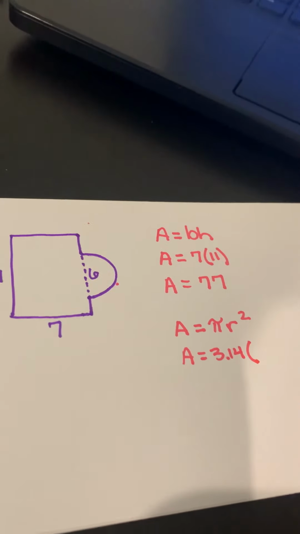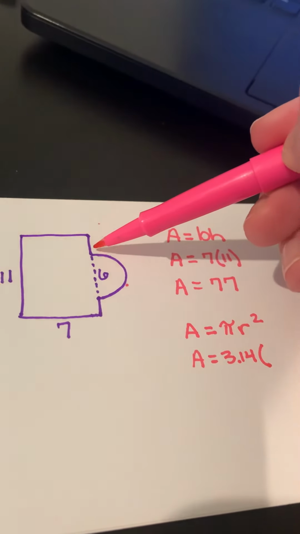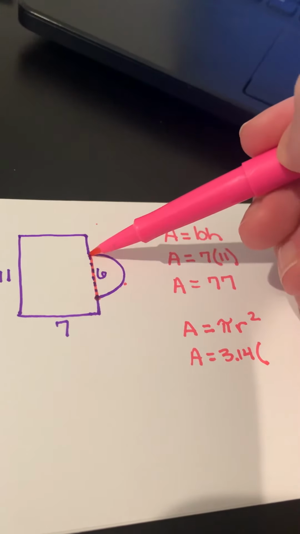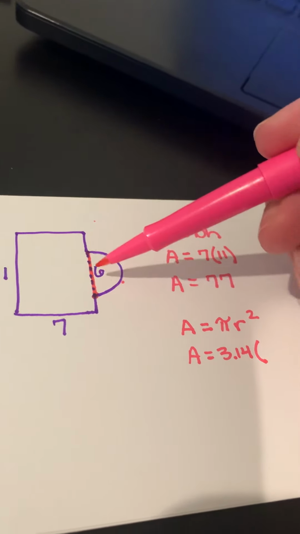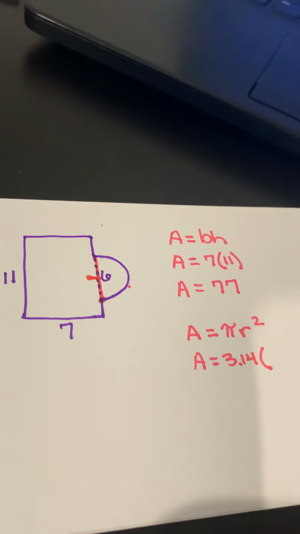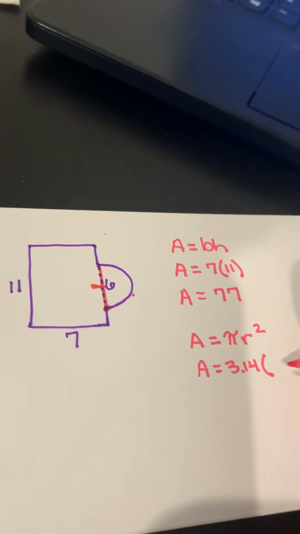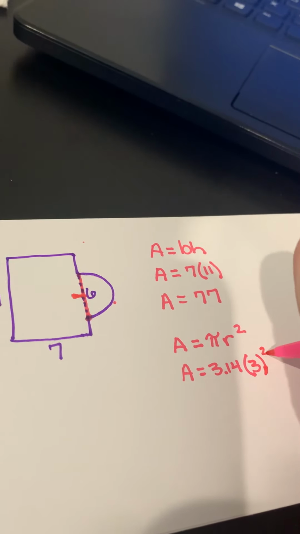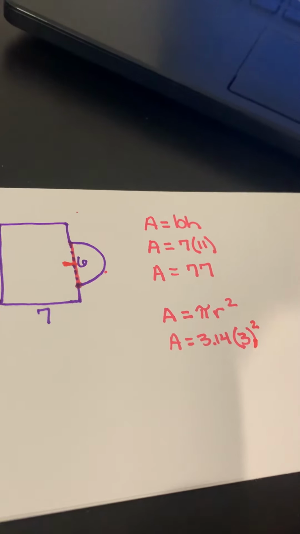Now I need the radius. On this picture, they give me all the way across the circle. All the way across is the diameter. Radius is going to be halfway across. So half of 6 would be 3. So I'm going to use 3 here. Be very careful because you're not always going to use the numbers they give you.